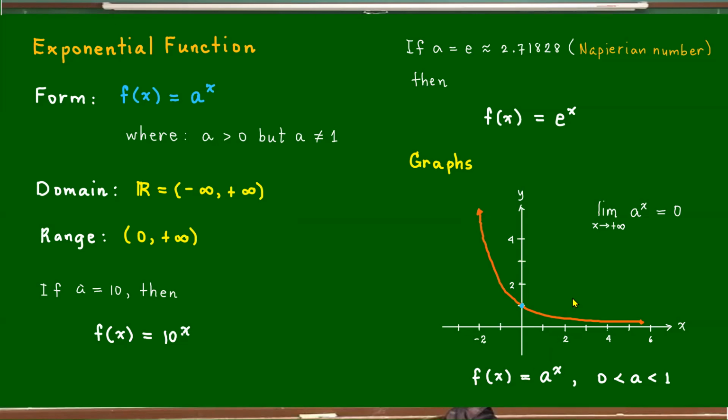What about the limit of a to the x as x approaches negative infinity? As x goes to the left without end, the graph of a to the x, or the value of a to the x, keeps on increasing.